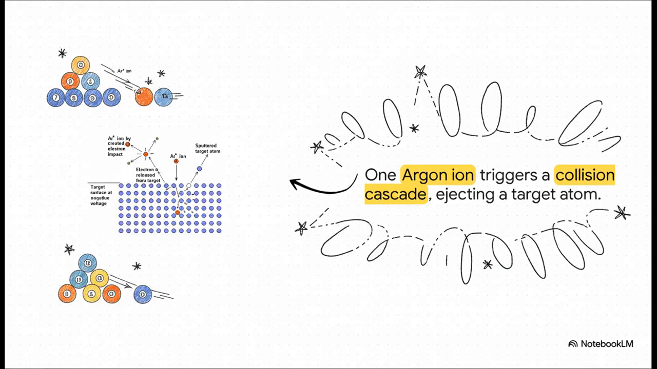film. And this right here really shows the billiards part perfectly. Look at that. One incoming argon ion doesn't just hit a single atom and knock it out. No, it sets off a whole chain reaction under the surface, what's called a collision cascade. All that momentum gets transferred around until finally, an atom right at the surface gets enough of a kick to break free and get sputtered.